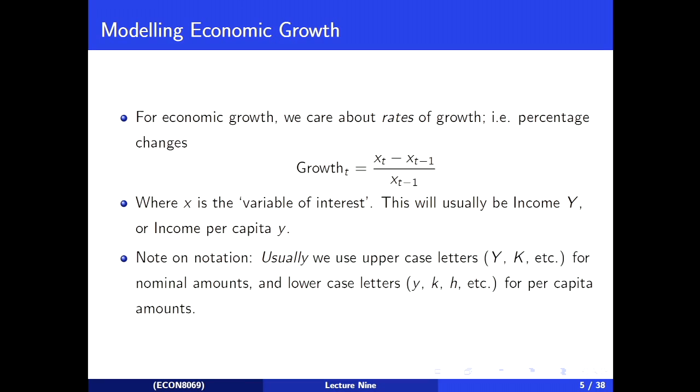A quick note on notation. You probably have realized this as we've gone through last week's lecture and things I've said today. We'll usually use uppercase letters for nominal amounts, like total GDP, total physical capital, or total labor. And we'll usually use lowercase letters for per capita amounts. We're actually going to be dividing by effective labor to get per capita amounts here. So lowercase y is income per person, or GDP per capita. Similarly for capital, similarly for human capital.